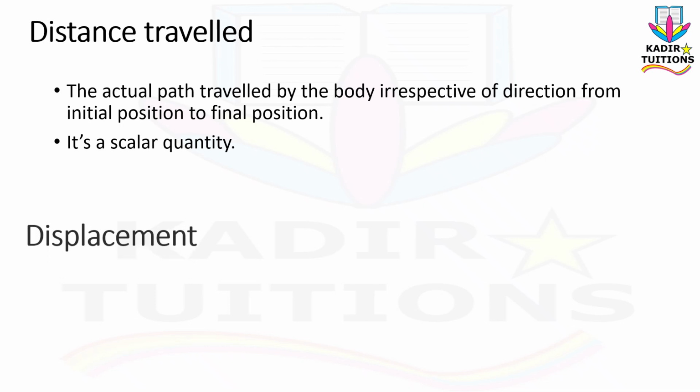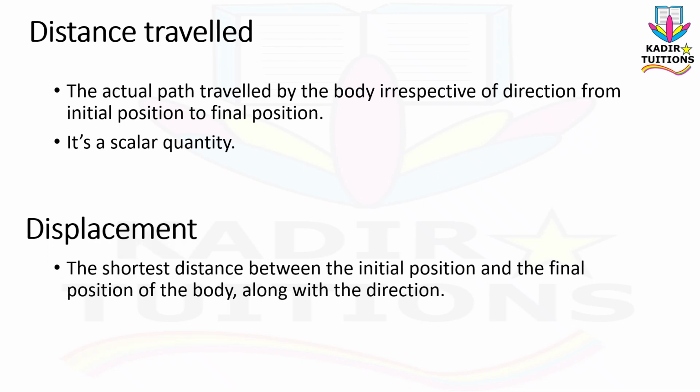The next concept is displacement. Displacement is the shortest path where the body has been moving from the initial position to the final position. But your shortest path must be a straight line. And here we will be taking care of the direction. That means we are considering the direction of movement also. That's why the displacement is a vector quantity.